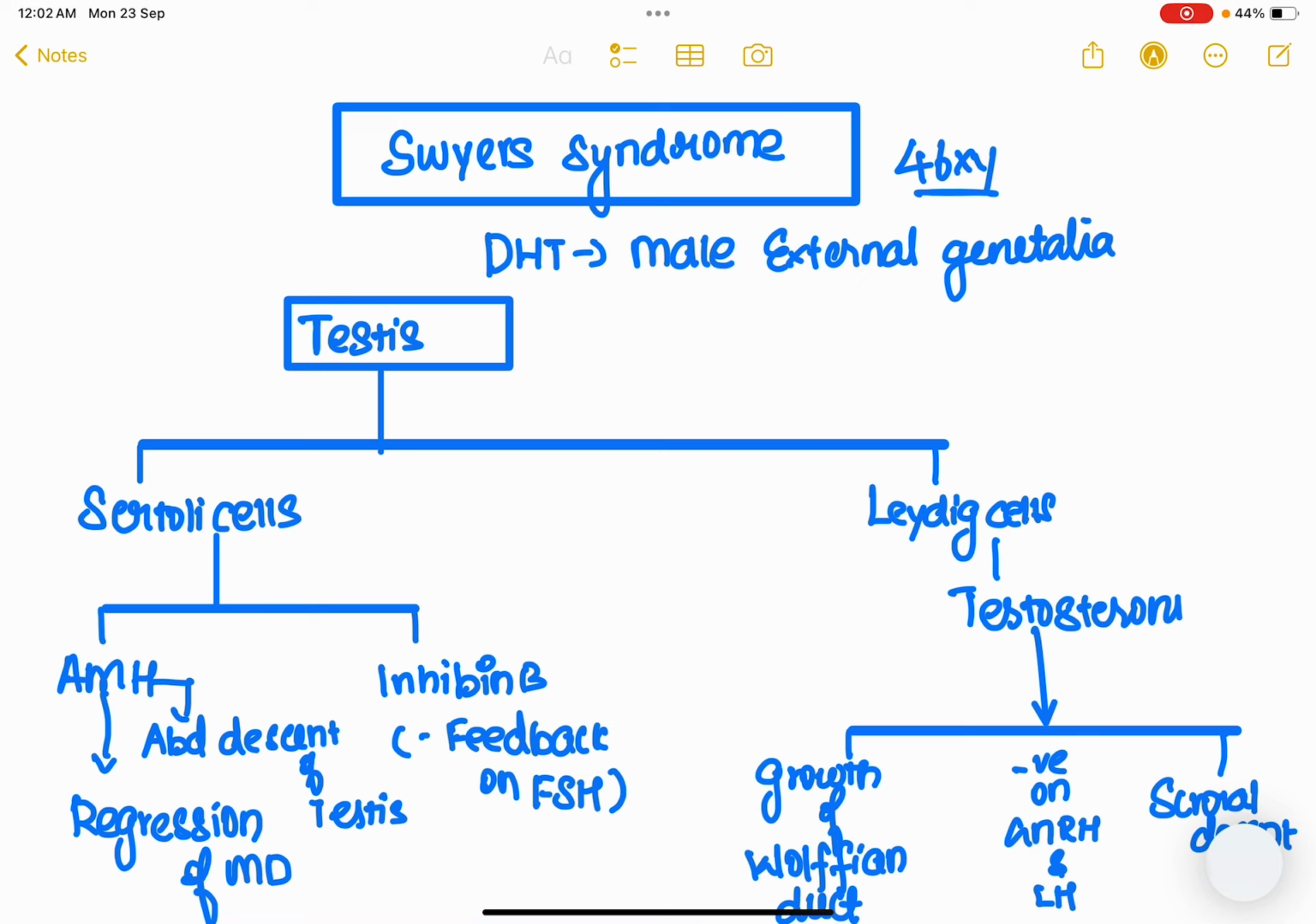So in this module we are going to discuss Swyer syndrome. This is one syndrome which happens in the male population, right? Male population means the karyotype of this patient is going to be 46XY. So it is a male karyotype, but these patients are ideally taken as female at birth because of the external genitalia, which is going to look like a female.